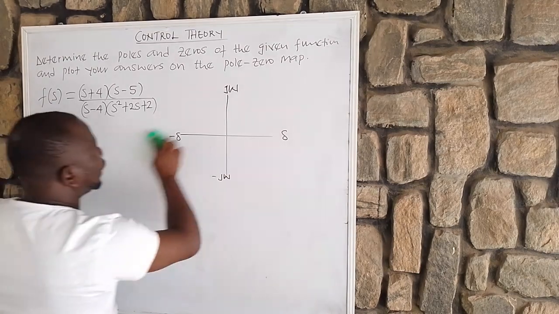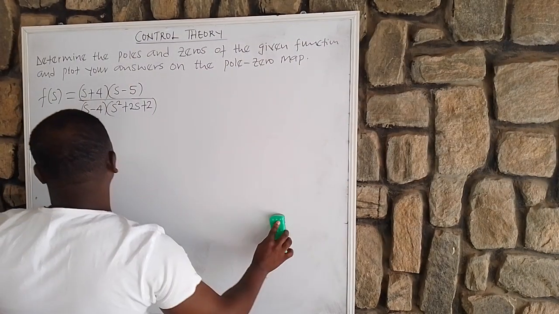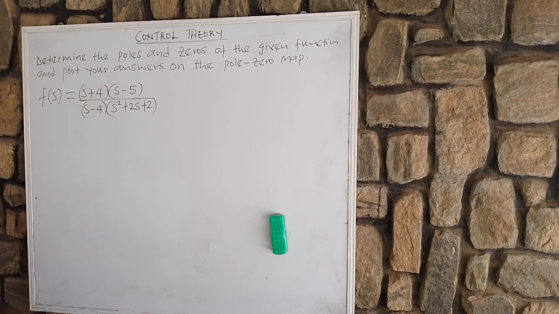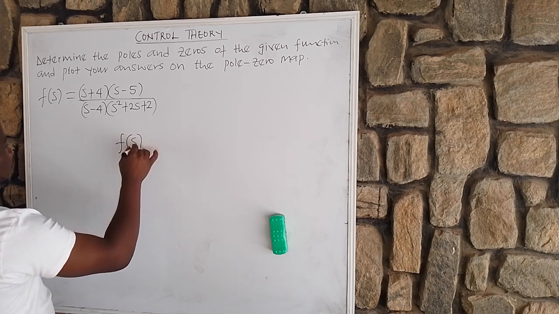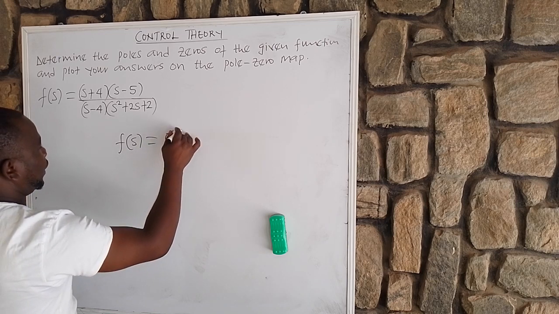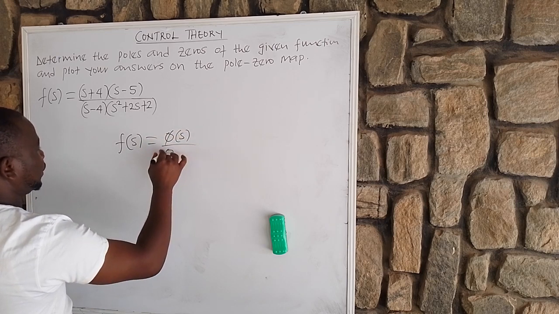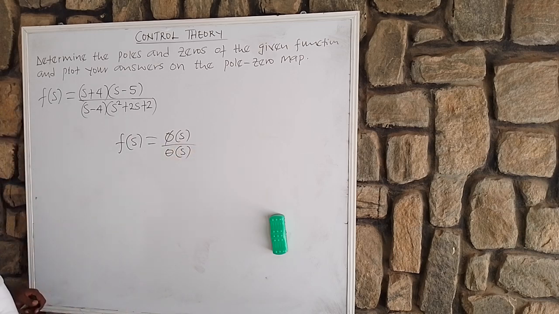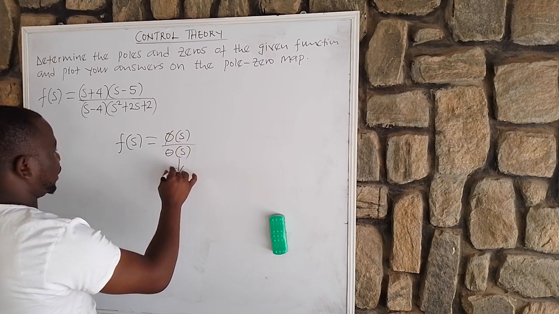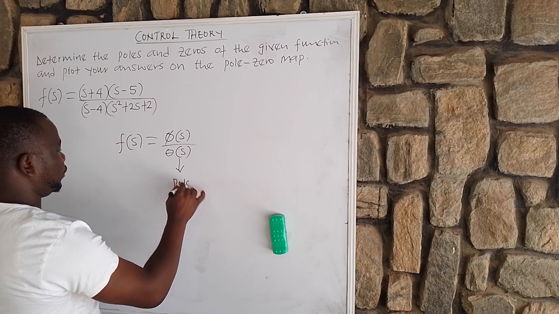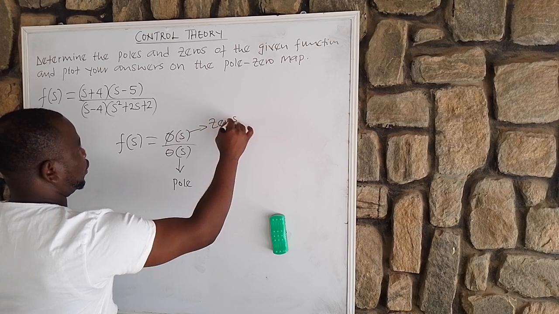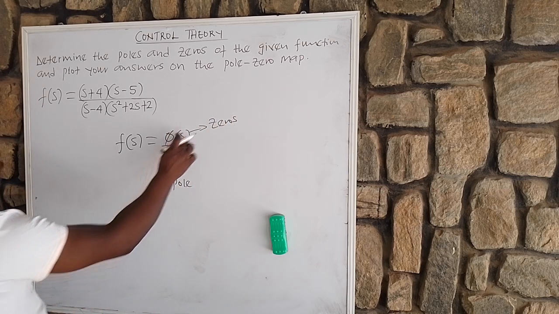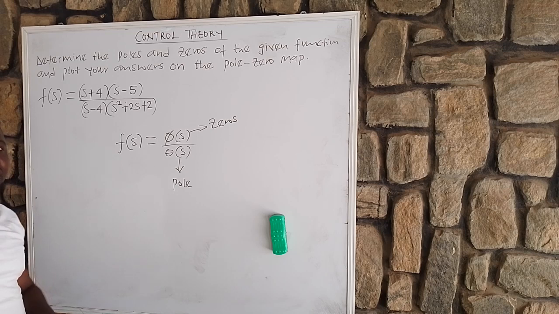Before we can plot this, we must obtain our poles and zeros. Let me just explain it briefly. Our f of s is equal to phi of s all over theta of s. It means this is your zeros, this is your poles. Please take note. This is the numerator, this is the denominator, true or false?